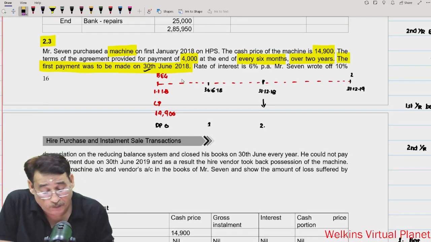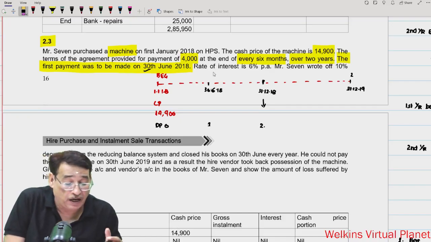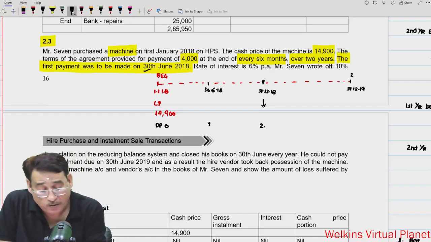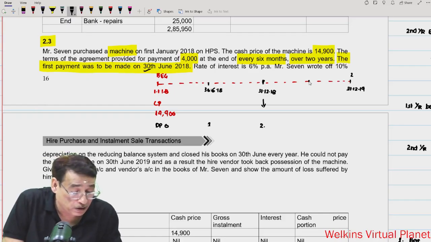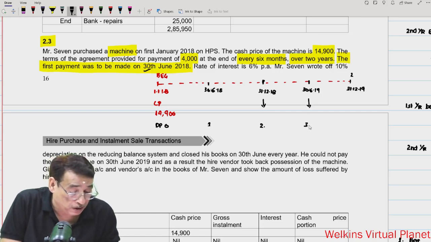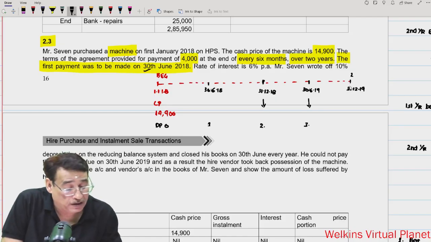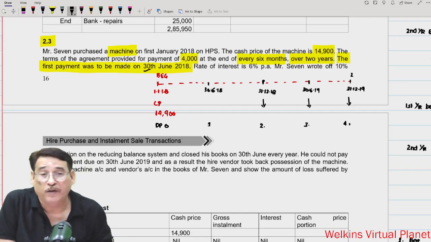You are supposed to make payment of 4,000 at the end of every 6 months. So the next 6 months will end on 30th of June 2019, correct? So here you are supposed to make the third installment. And obviously, the next 6 months will fall on 31st of 12, 2019, and you are supposed to make the fourth installment over here.